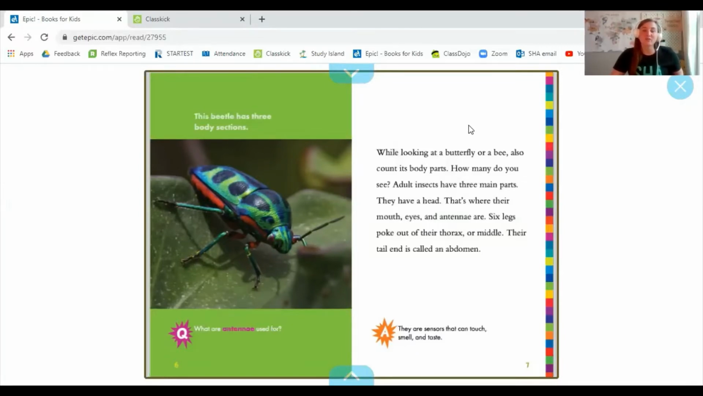Adult insects have 3 main parts. They have a head, that's where their mouth, eyes, and antenna are, 6 legs that poke out of their thorax or middle, and their tail end is called the abdomen. Question: what are antennae used for? They are sensors that can touch, smell, and taste.